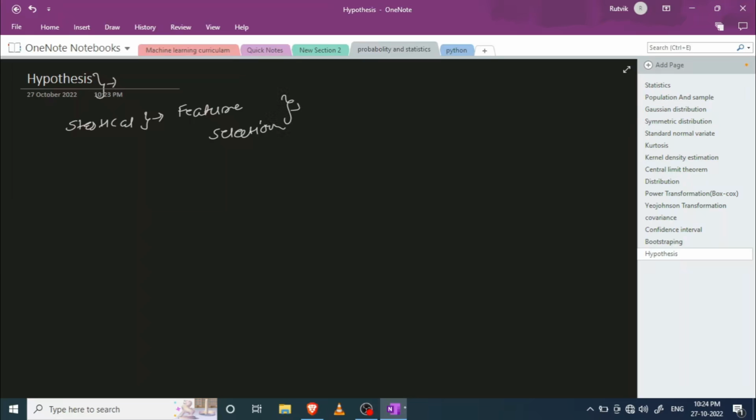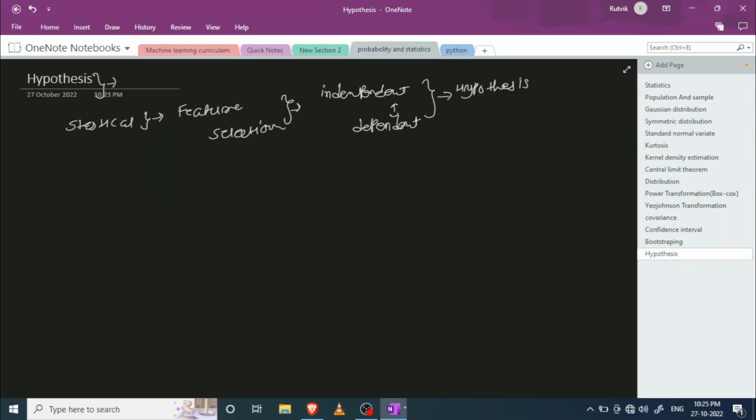So basically, what we do in the feature selection part is we identify the relationship between the independent variable and dependent variable. So at that time, we need to identify the relationship between the independent variable and dependent variable. Hypothesis testing is so much useful in this concept, so that's why we are learning this concept here.